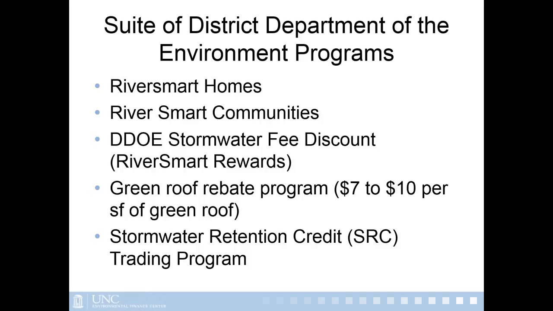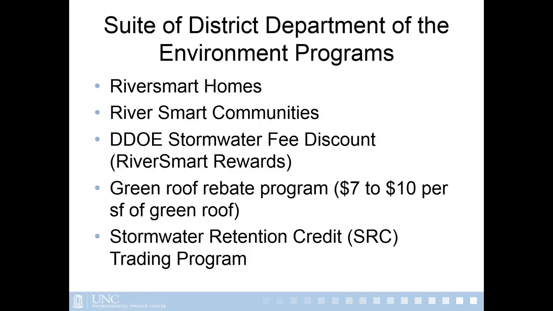Going to the specifics, and these are just a few of the programs in DC. There's actually some that we're not talking about. Like Philadelphia, DC has a mix of straight rebate and grant programs as well as credit programs, and they're also experimenting with some even more advanced programs like trading programs.